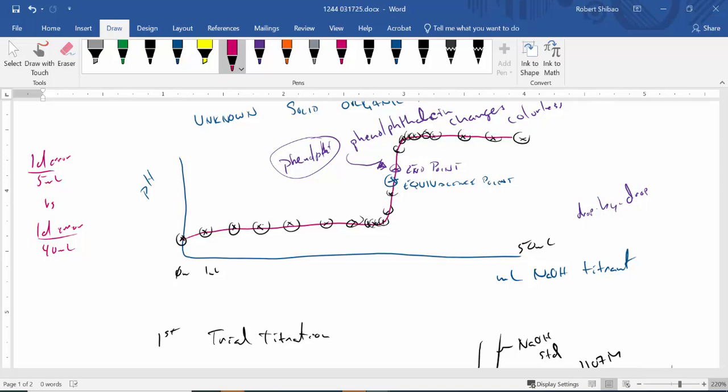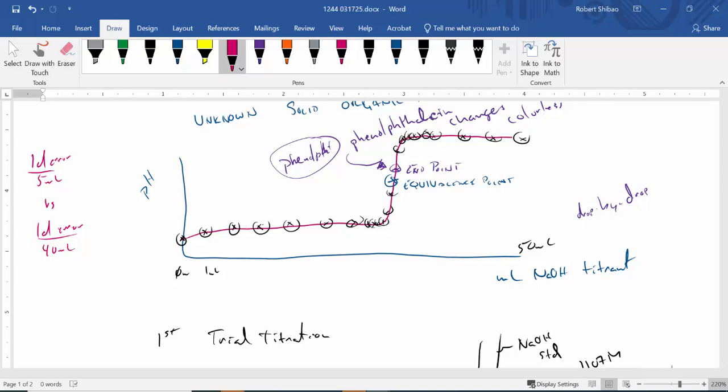I was trying to explain to them that what we want to know is the middle of the wave. The middle of the wave is going to be the equivalence point. So our target is the middle of the wave.